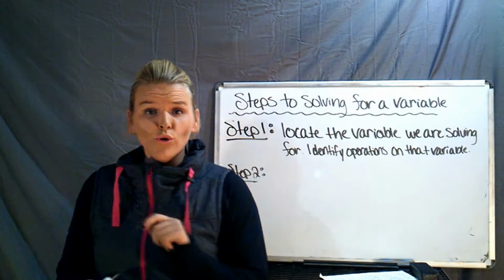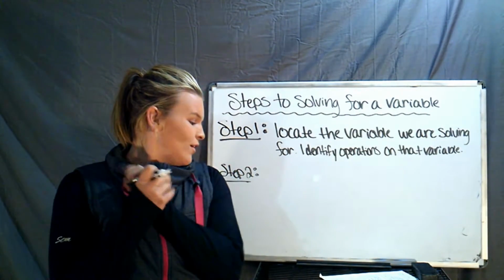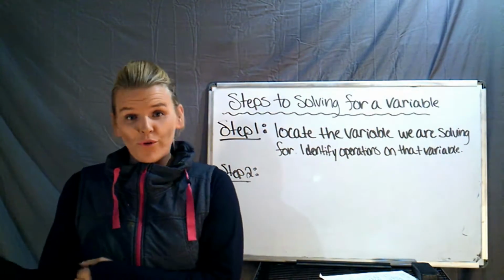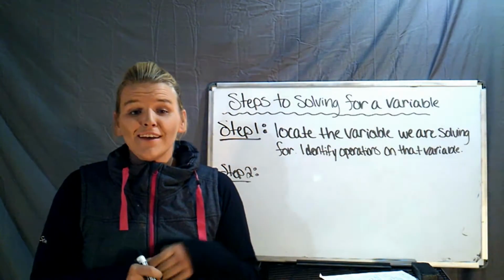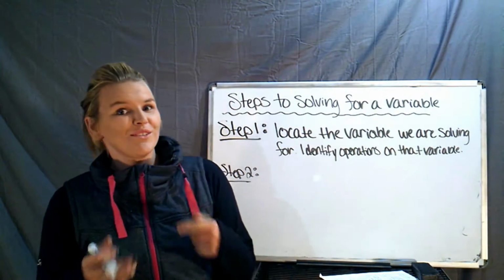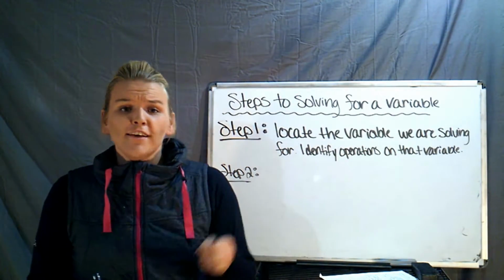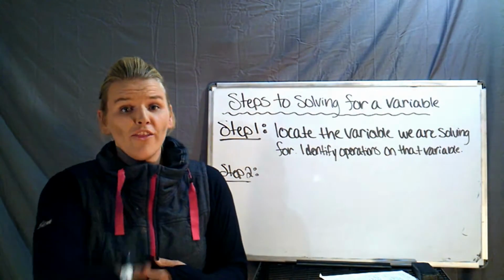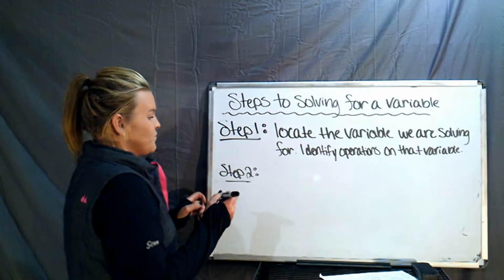All right, step 2. We need to determine what order those operations were applied. That's pretty simple, because guess what step 3 is going to be? We're going to use inverse operations. So we need to know what order those are happening. Is this being added to it before it's multiplied, or is it being multiplied and then that's added? We need to decide what order, because that makes a difference.